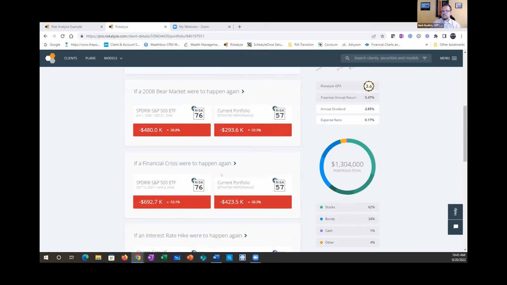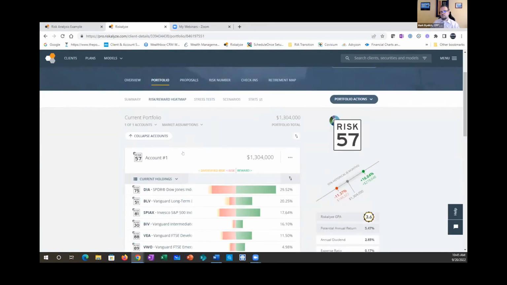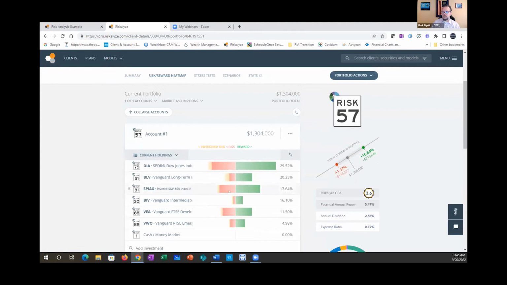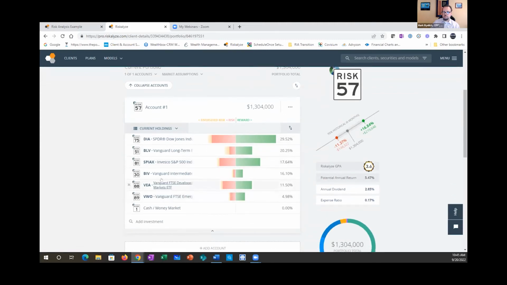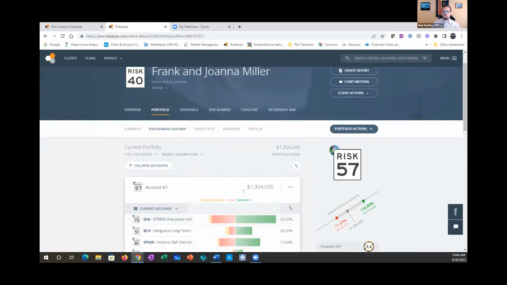Okay, so that is the stress test. There's also this great heat map that shows you what securities, what positions in here are giving us the most swing, what gives us the most return. And this isn't always this way, but this one gives you the most potential return, but also the highest amount of risk. Coming in second here is the S&P 500. So no surprises there, right? But there can be surprises sometimes when you look at portfolios.